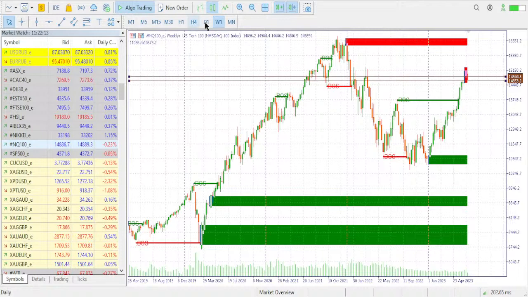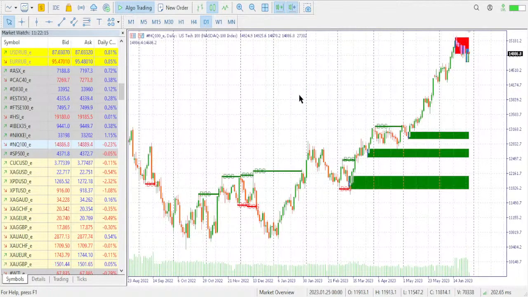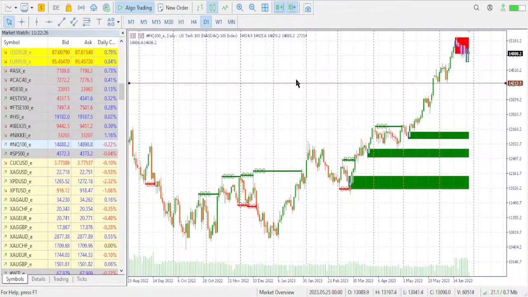Nasdaq is upwards on the weekly time frame. On the daily time frame, we are also upwards. We have a demand zone here, another demand zone, another one, and we have another zone here. This has not been highlighted, but it is also a very good zone. So we have that. This is another zone.